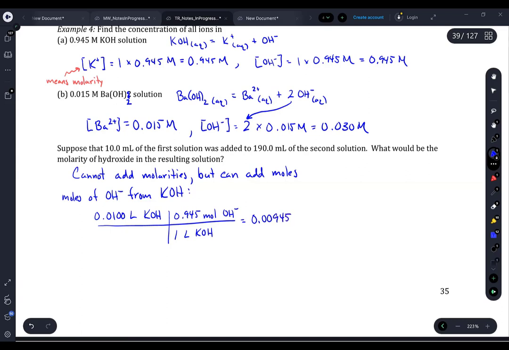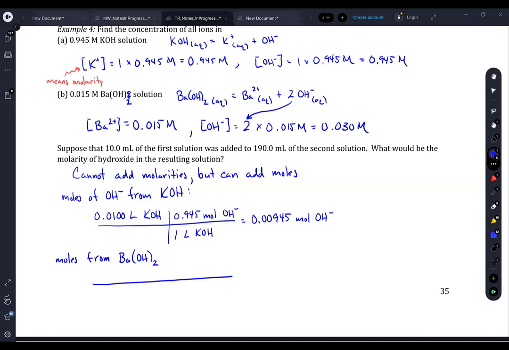Now, normally I would use scientific notation, but I think this problem will be easier if I leave it out of scientific notation. And now I need moles from the barium hydroxide. So how am I going to do that? Good. 0.1900. That's the 190 milliliters, right? Of the barium hydroxide. And according to the problem, for every 1 liter of this, there's 0.030 moles. Okay.